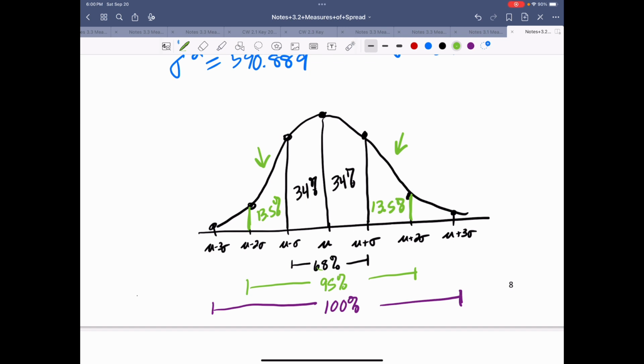And the last one, it's 100%. I've already got 95%. 100 minus 95 is 5. Split it in half, and each of these little areas is 2.5%. When it's an area, we're going to talk about it as a decimal. But for these problems, it a lot of times makes more sense to talk about it as a percentage.